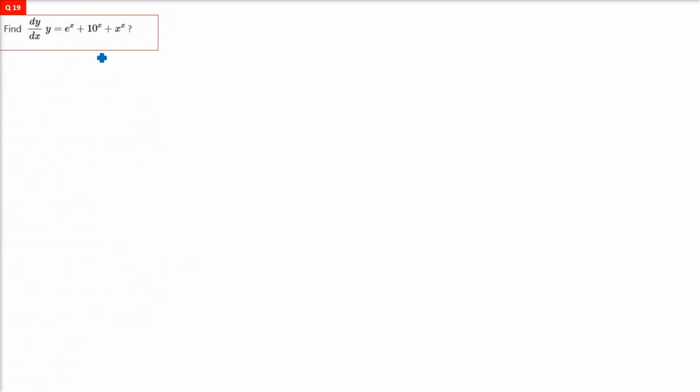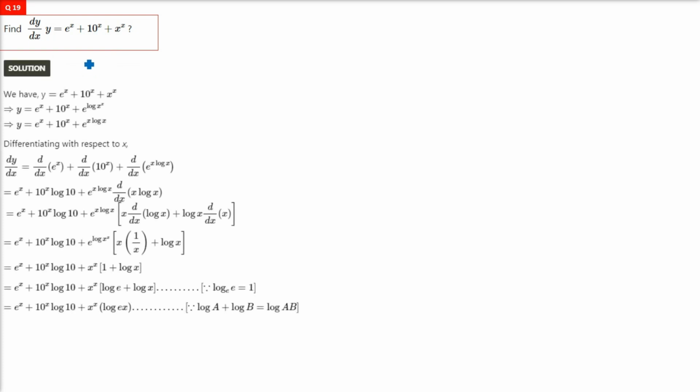Y is equal to e to the power x plus 10 to the power x plus x to the power x, and we have to find dy by dx. Now you see, the differentiation of e to the power x is directly e to the power x. You don't have to do anything. 10 to the power x, that is a to the power x, gives a to the power x log a. So 10 to the power x log 10.